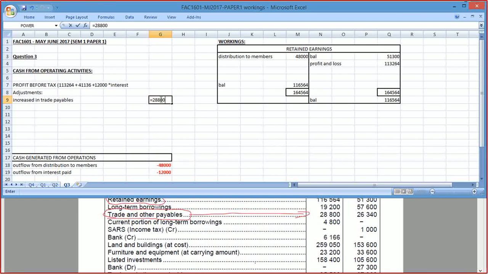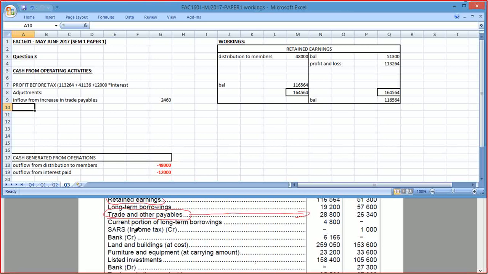28800 minus 26340 gives you an increase. That's an outflow. Sorry, not outflow, inflow. Inflow from increase in trade payables. Okay, current portion of long-term borrowing. Do I need that? No. Again, it's long-term borrowing, financing.